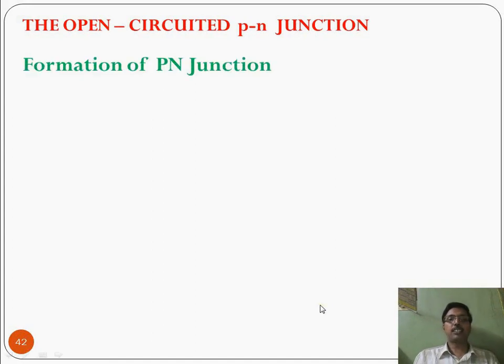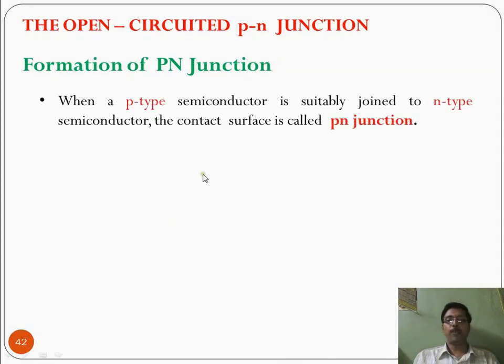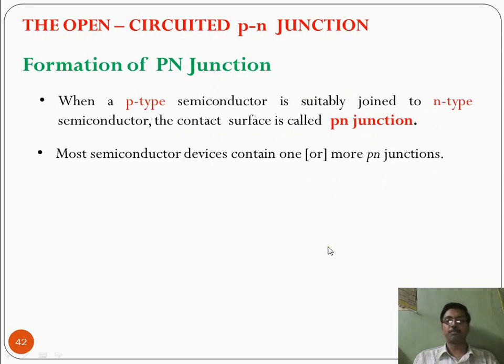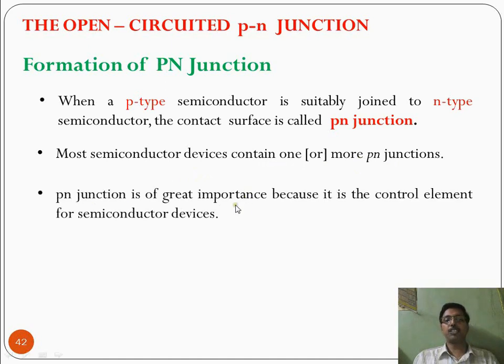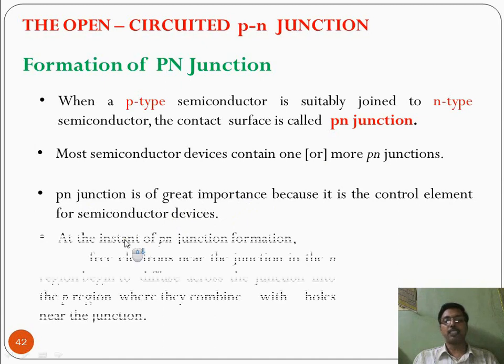Now we can go to the open circuited PN junction. Let me start with how to form a PN junction. When a p-type semiconductor is suitably joined to an n-type semiconductor, then that contact surface is called a PN junction. Most semiconductor devices contain at least one or more PN junctions. This PN junction has great importance because it is the control element for semiconductor devices.